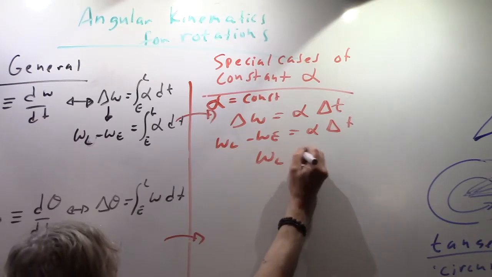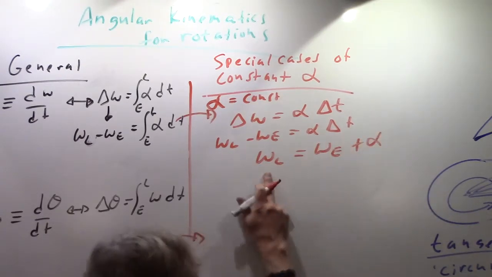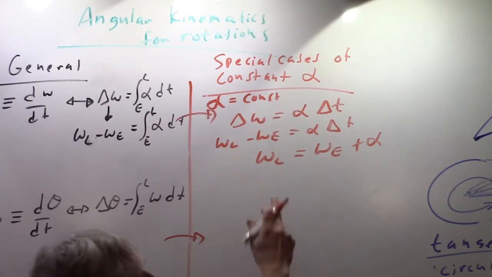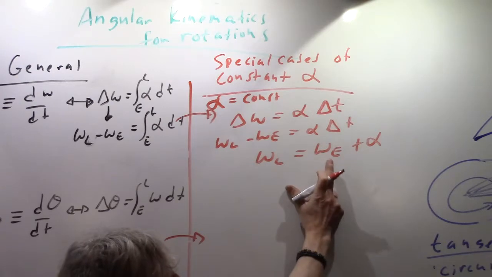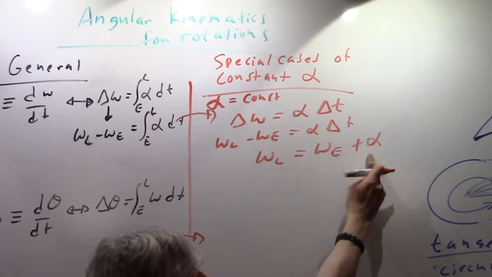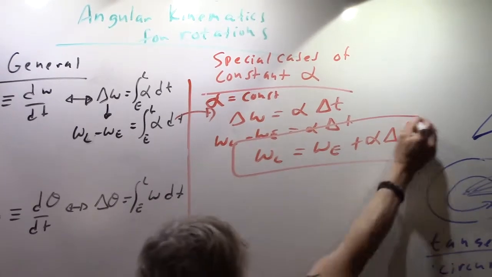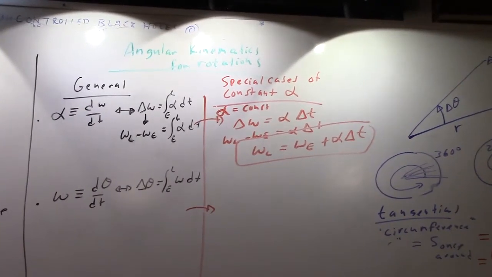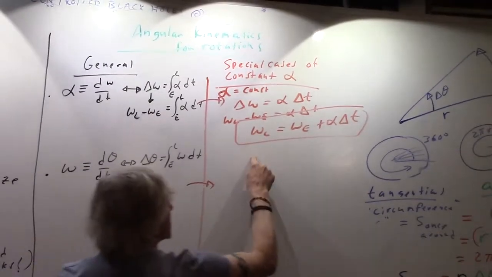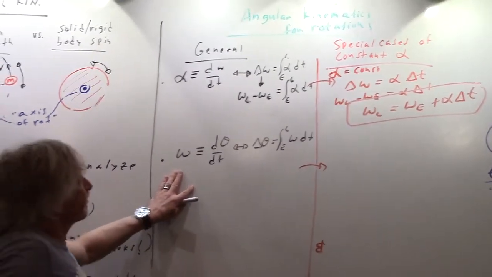Any form works, but a very nice form is that the rate of rotation, in radians per second, that I end up with is whatever I started with plus alpha delta t, and this could be positive or negative. Boom. Look familiar? Should, right? Same thing. But notice, radians per second squared times seconds is radians per second. Boom. Now I go to this.